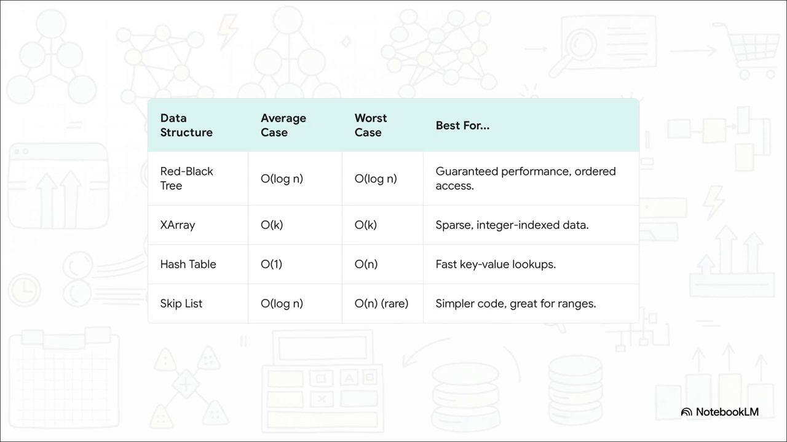You look at the red-black tree and you see that beautiful O(log n) in both the average and the worst case. That's a guarantee. That's why the Linux kernel, something that absolutely cannot have a bad day, relies on it. Then you see the hash table, O(1) on average, which is incredible, but a potential O(n) nightmare in the worst case. And then the skip list. Its average case is great, O(log n), but its worst case is technically O(n), just like the hash table. So that begs the question, why would a system obsessed with speed like Redis ever choose that over the guaranteed performance of a red-black tree?